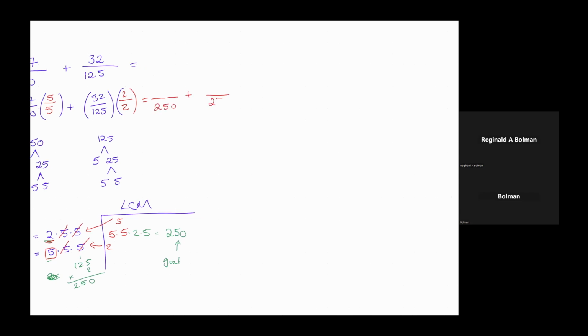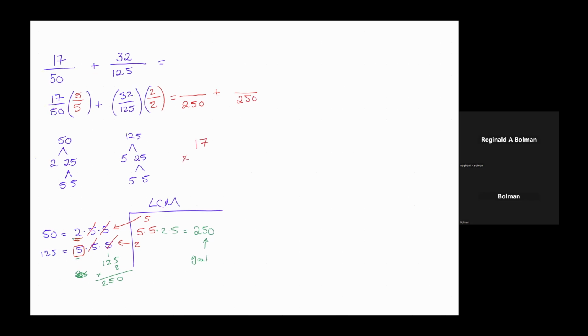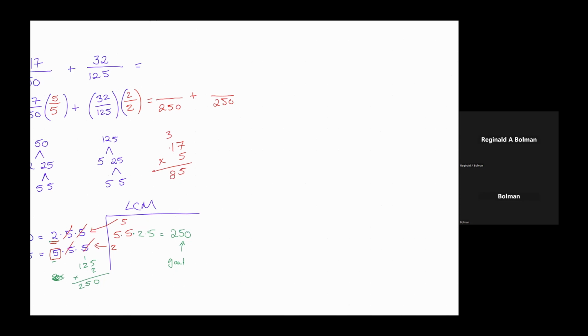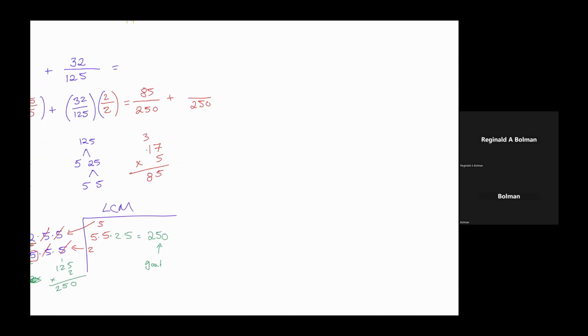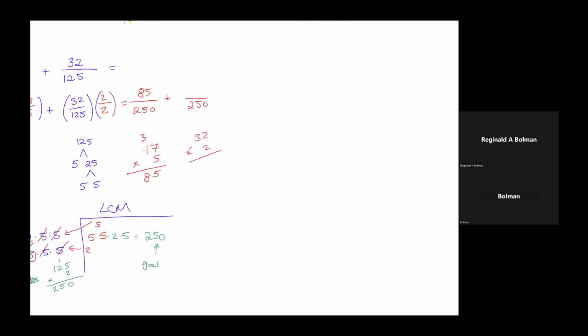But you only have to do 2 more multiplication operations. You're going to do 17 times 5. 5 times 7 gives you 35. Carry the 3. 5 times 1 is 5 plus 3 gives you 8. So we have 85 on the top. 32 times 2 should give us 64. 2 times 2 is 4. 2 times 3 is 6.